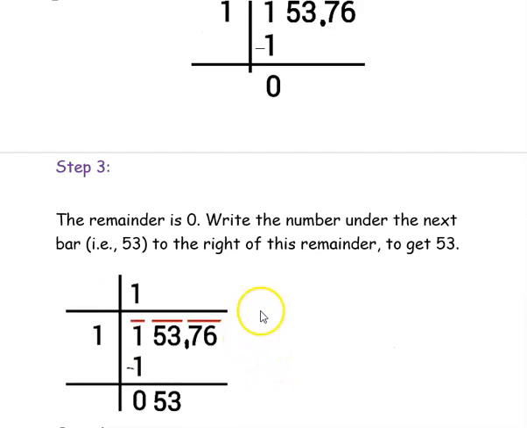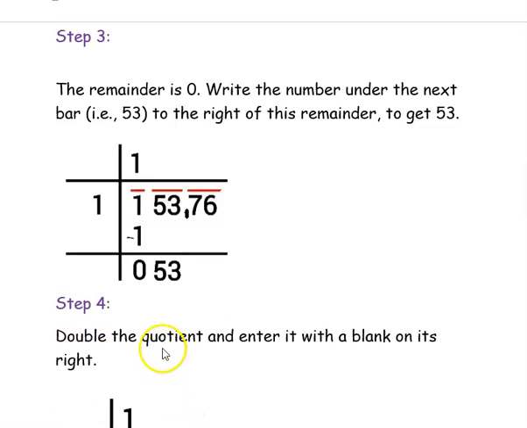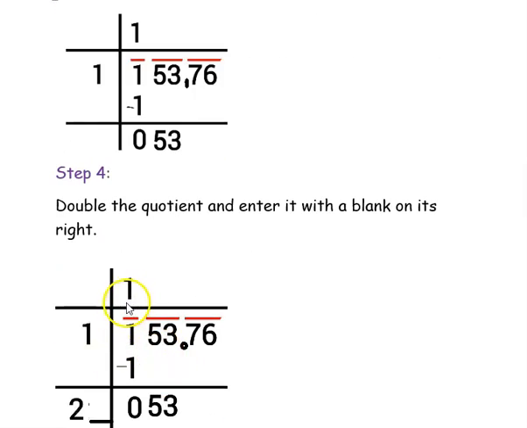Okay, so in the next step, I am going to bring down the number under the next bar to the right of this remainder. The number in the next bar is 53, and I am writing it to the right of the remainder. So I am bringing it down here. In the next step, I am going to double this quotient. Here the quotient we got is 1. So I have doubled the quotient and written it here with a blank on its right side.